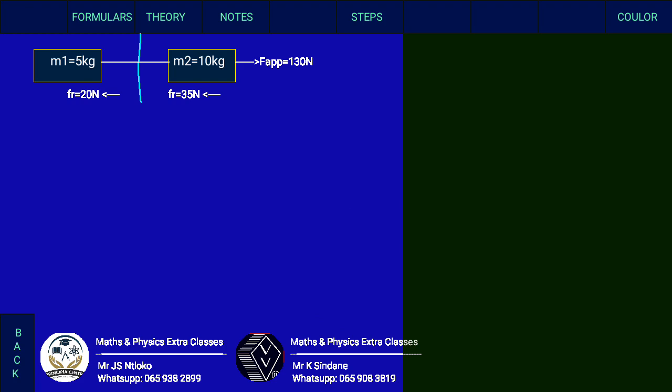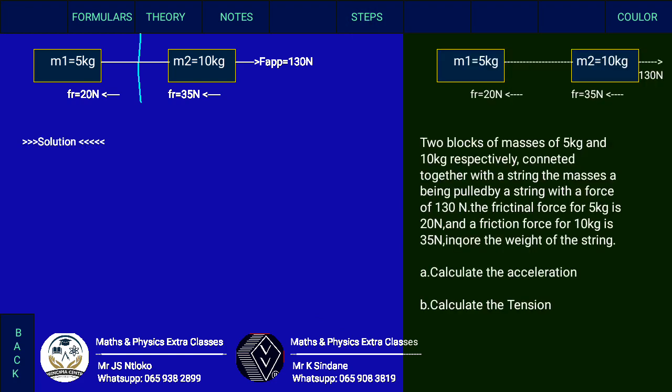And then let's see. So let's say, for instance, we are given this question. So as you can see, this question is the same as this one. This is the diagram for this one. So here you can read the statement and check what is given, what is not given there, and then what we are required to do is to calculate the acceleration and the tension.